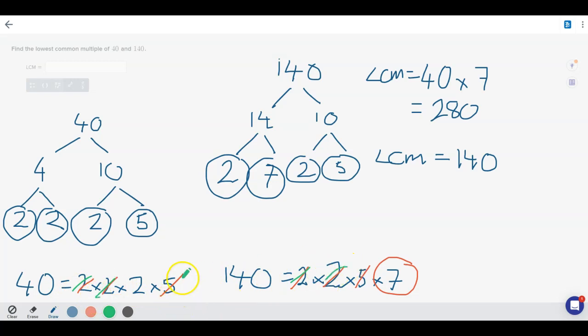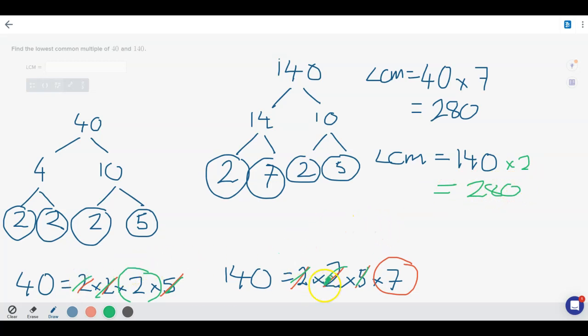So this doesn't change. I've got a 5 and a 5, they're the same. But this time I'm looking for what numbers are not being used from this list, because I'm using 140 as my starting point. And the number not being used is a 2. So again, that becomes 140 times 2, which again gives me 280. So I can see that it works both ways.